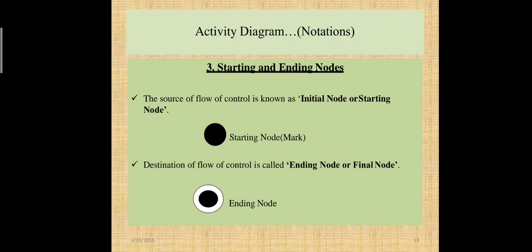Then the next notation is the starting and ending nodes. The starting node, also called the initial node, is the source of flow of control. So the starting node is the source of flow of control from which our diagram gets started. Next is the ending node, the destination of a flow of control, where our flow of control ends. At that time we use this symbol for showing the ending node.